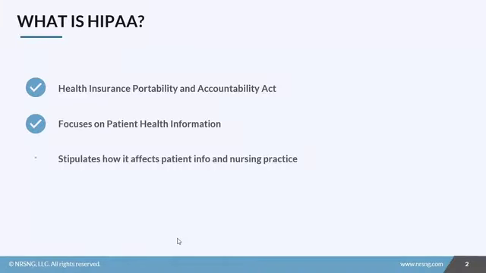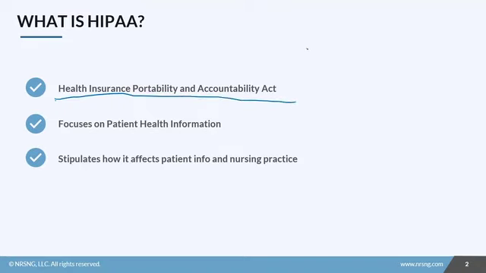In this lesson, we're going to take a look at HIPAA, the Health Insurance Portability and Accountability Act, and see how it affects our practice. So we hear about HIPAA all the time. Well, what exactly is HIPAA? Well, HIPAA is the Health Insurance Portability and Accountability Act.